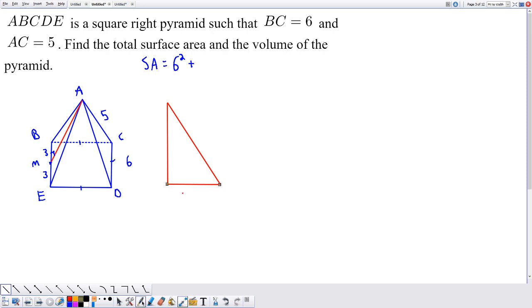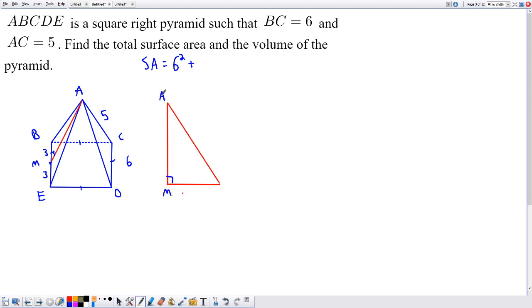Because if we say that this is the right angle of the triangle, then that means that's the point M. The top of the triangle must be A. And then we can pick B or E as the other point. I'll pick B. We know that MB has a length of 3. AB has the same length as AC, so it must be 5 since it's a lateral edge.